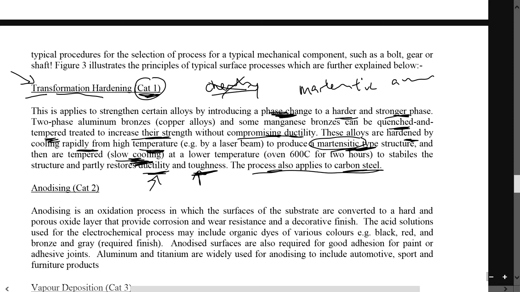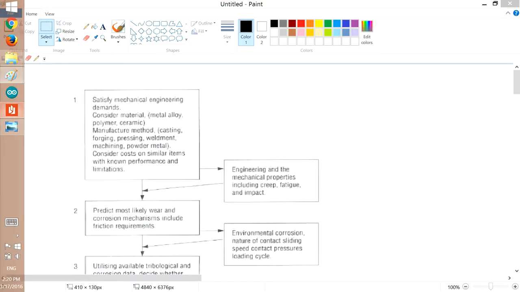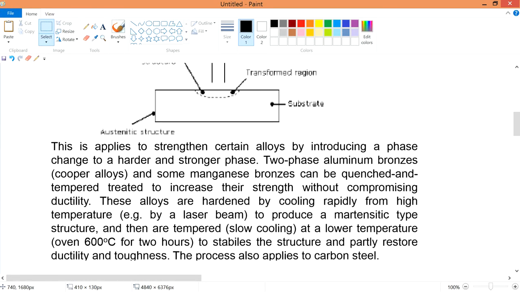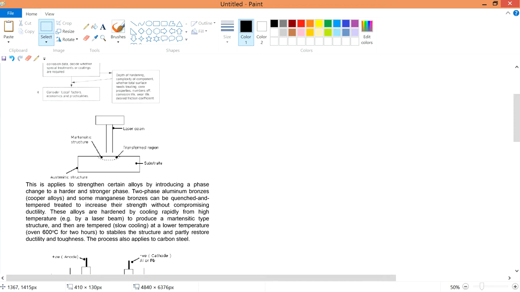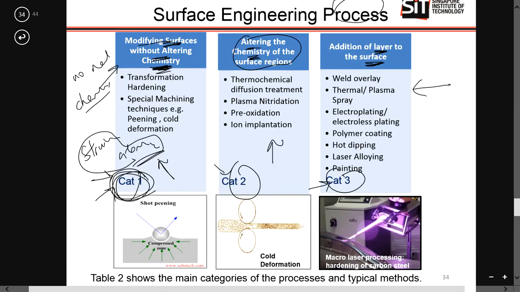So you need to know that category 1 is to alter the phase of the material. There's no chemical reaction that occurs, because it's just the phase. So what is an example of one type of so-called category 1? The one example is actually this one. This is called the transformation hardening.